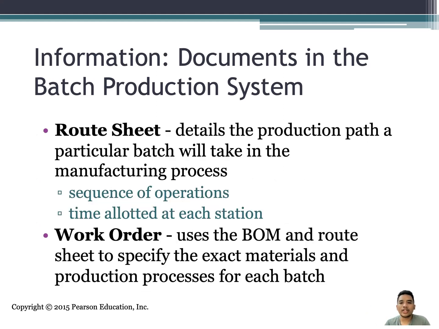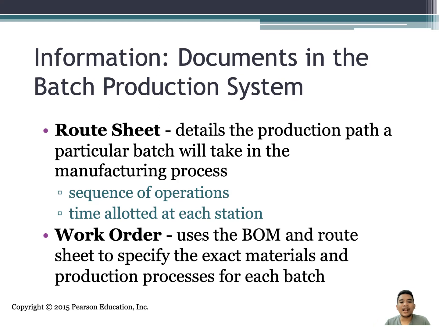Next is the route sheet. It details the production path a particular batch will take in the manufacturing process. So this is actually the step-by-step process on which the materials will be converted into finished goods. That's the sequence of operations, from assembly down to polishing.